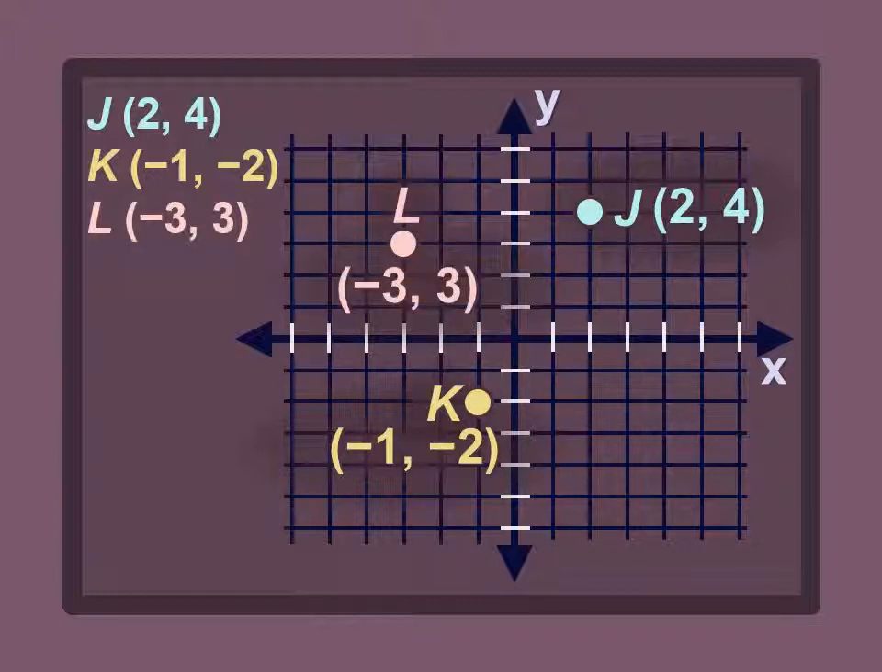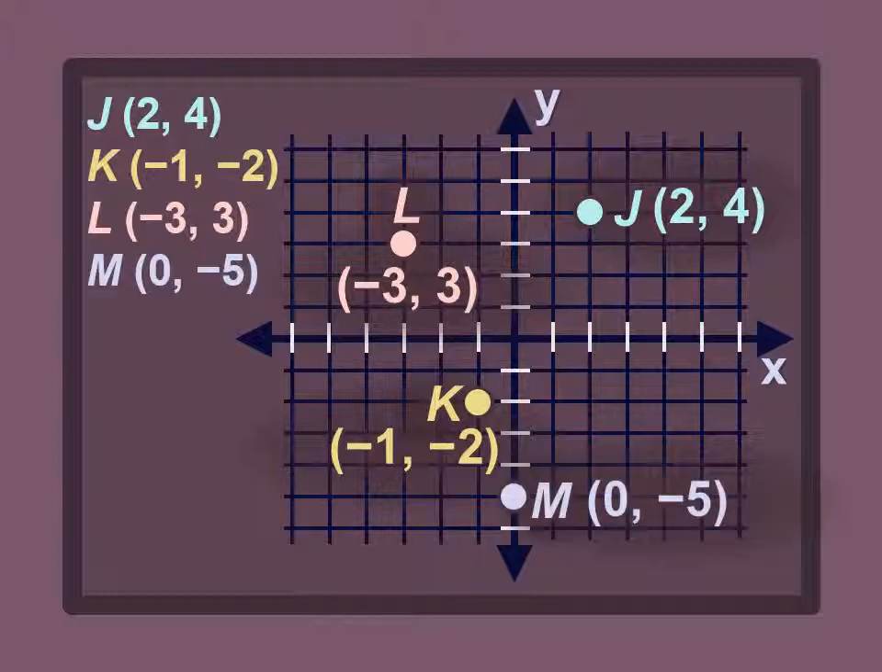Now we have point L, which is -3, 3. So our first number is -3, and that's the horizontal distance. So we're going to go 1, 2, 3 for -3. Now we have to do our y coordinate, which is 3, and it's the vertical. So we're going to go 1, 2, 3, and we get our point L.